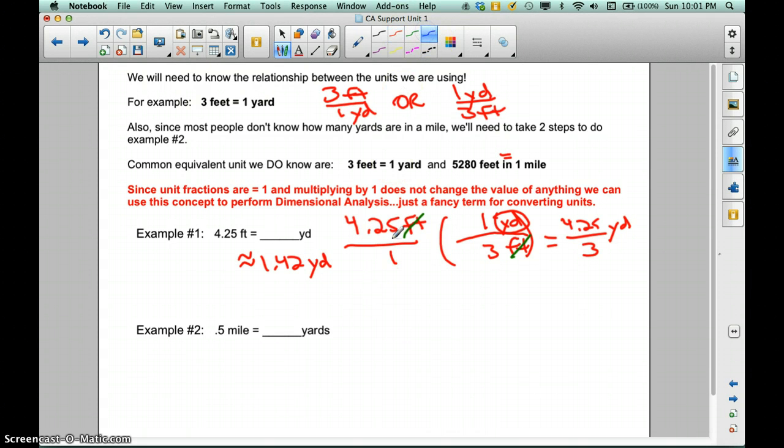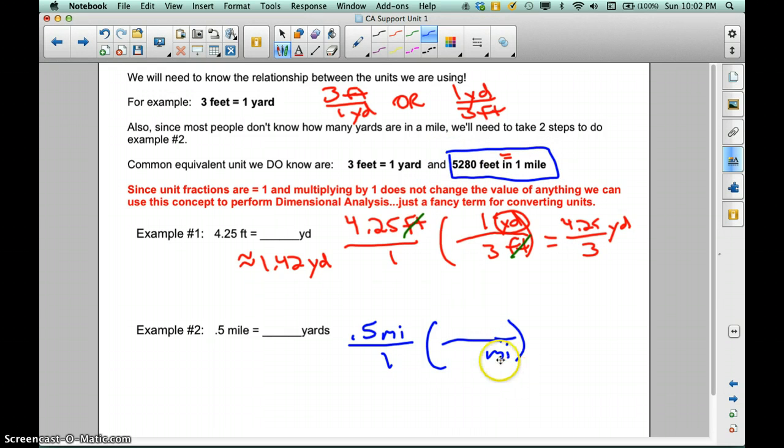So for this second one, you heard a minute ago that we're going to have to do 2 unit fractions here because I don't know how to go directly from miles to yards. If I knew how many yards were in a mile, I could use that in my unit fraction. So I'm going to do 2 things. I'm going to change from miles, since I'm getting rid of miles, it goes on the bottom, into feet, because I know this one. I know that there's 5,280 feet in 1 mile.